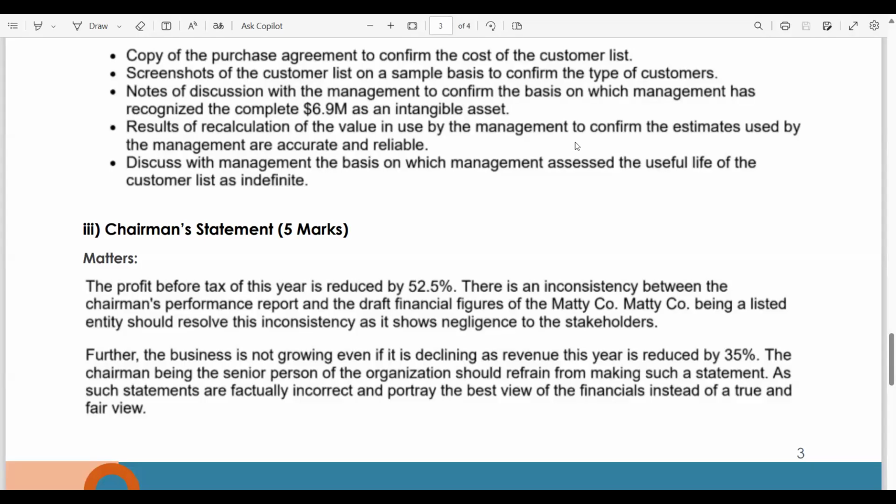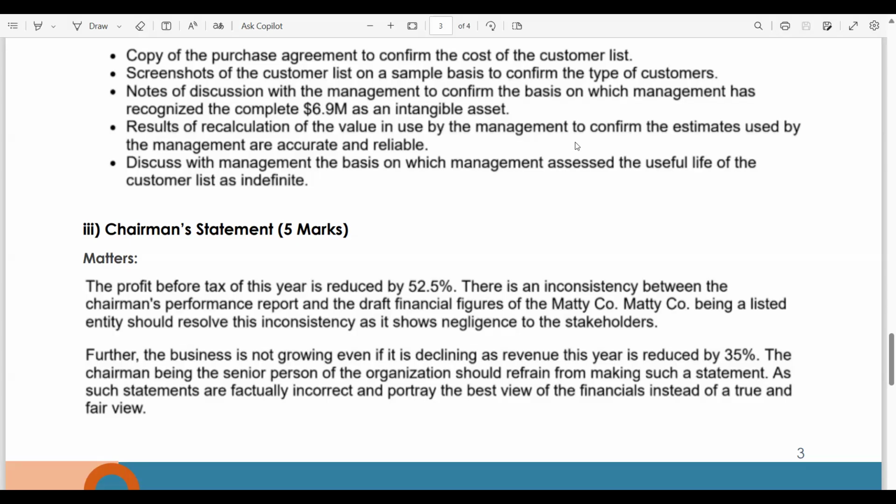Okay, if any student wants to search this question on Google, then just type March June 21 ACCA AAA exam paper. Then you will get this question, in which part 3 is already there. Chairman's statement, 5 marks.